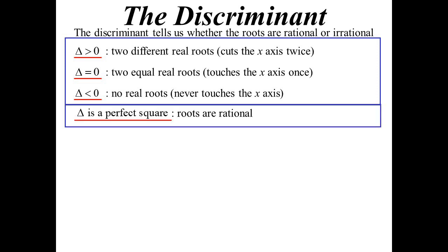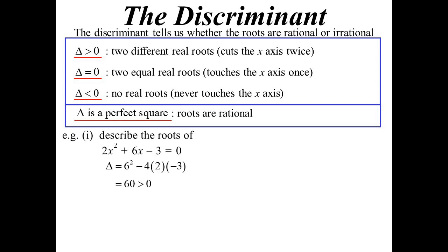If it turns out the discriminant is a perfect square, that means we can find the square root of it. So we must have ended up with rational roots, because we don't have a square root of something. So let's describe the roots of this particular quadratic. We'll find the discriminant. It turns out to be 60. That's greater than 0. So all the different things I can now say about the roots. There's going to be two of them. Well, there's always two of them. They're going to be different. They're going to be real. And they're going to be irrational, because we don't know what the square root of 60 is. So we can get all that information from that one number.